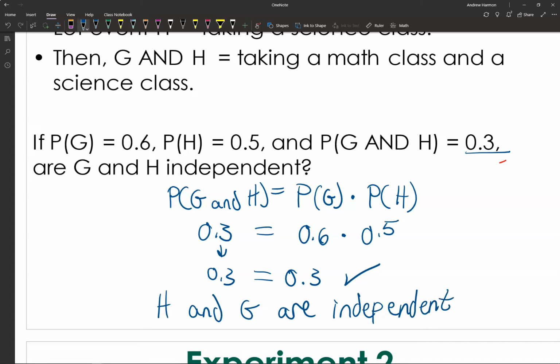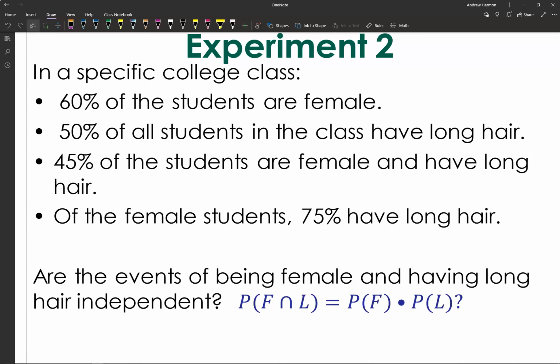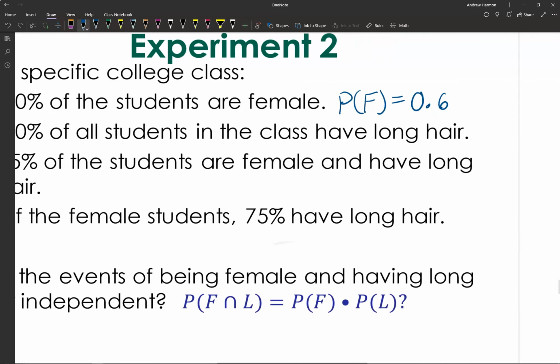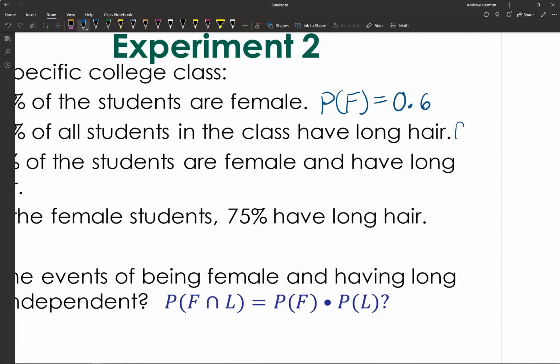Let's look at a second example. In a specific college class, 60% of students are female. So let's write that as a probability. Probability of female is 0.6. That's 60%. 50% of all students in the class have long hair. So let's do the probability of L for long hair is 50%.